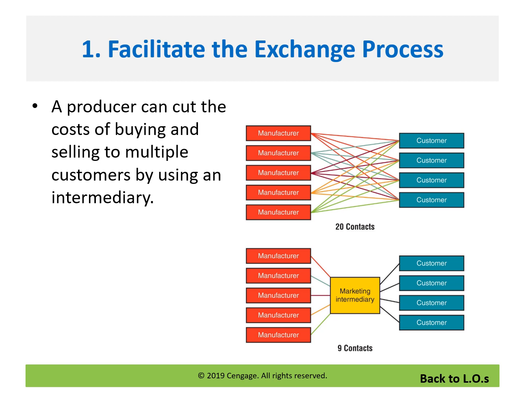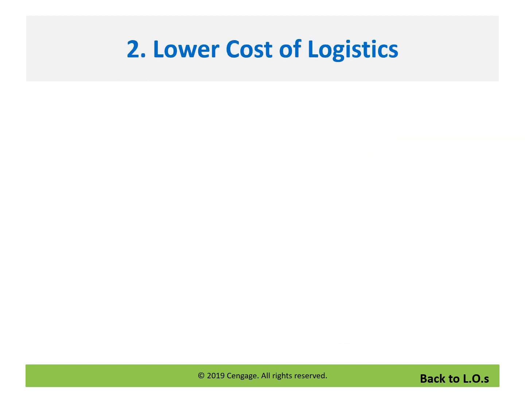A producer can cut the cost of buying and selling to multiple customers by using an intermediary. So instead of the producer having to deal with every customer, which can be numerous, expensive, and time-consuming, the producer can hire a marketing intermediary who will take charge of handling the customers. Then the producer only has to deal with the intermediary, which facilitates the distribution process, thereby allowing the producer to focus on their production of their goods.